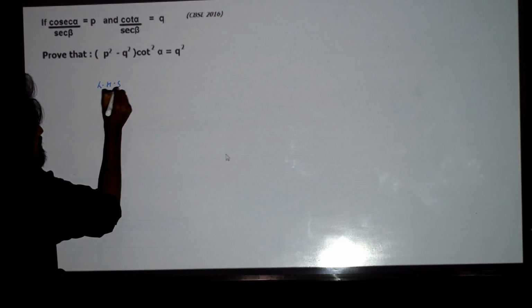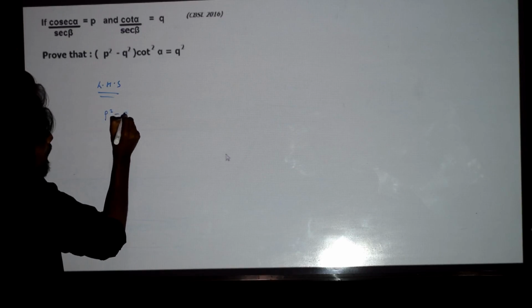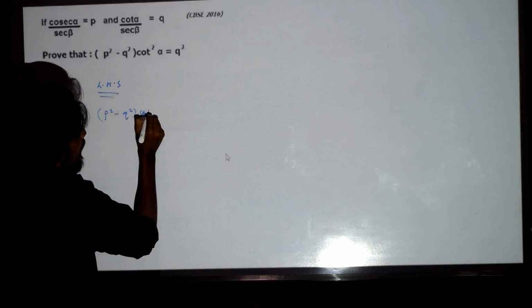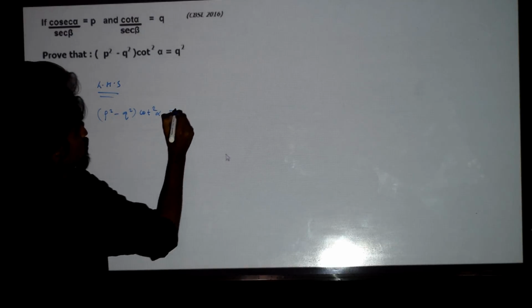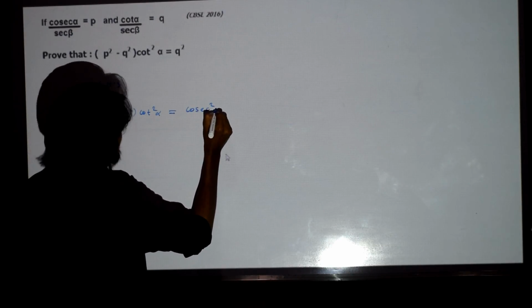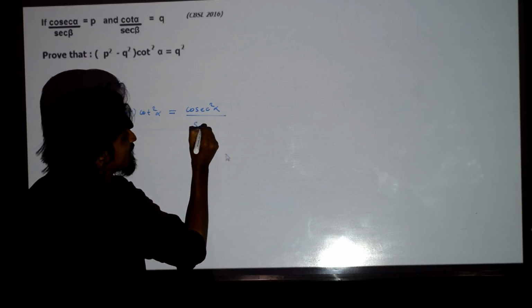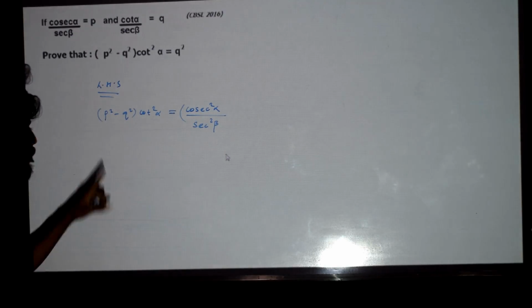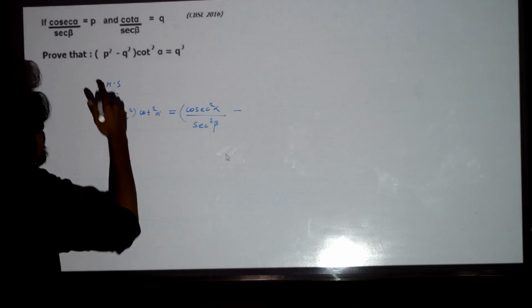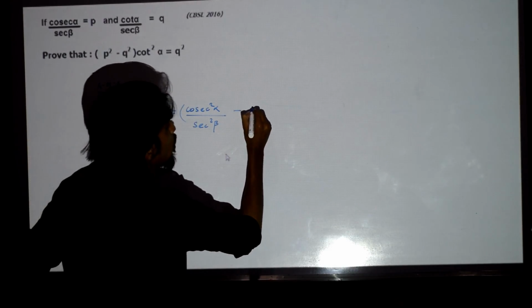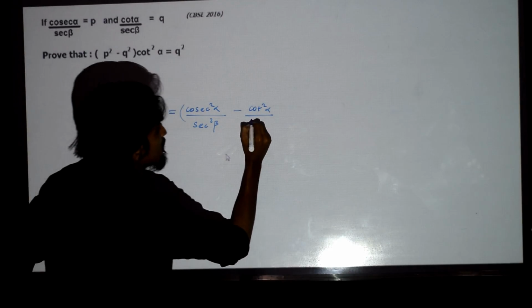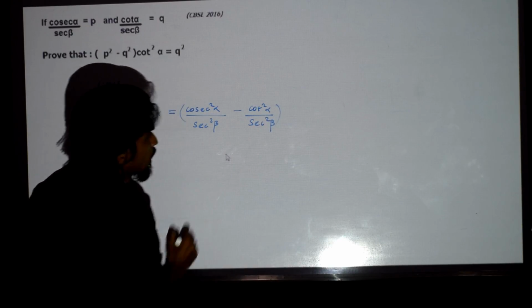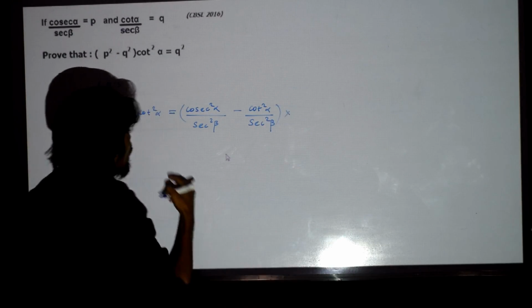Here LHS is given by (P square minus Q square) cot square alpha. What is P square here? What is the value of P? P is cosec alpha upon sec theta, so P square is cosec square alpha upon sec square theta. Minus, what is Q square here? Q square is given by cot square alpha upon sec square theta. Now into cot square alpha.